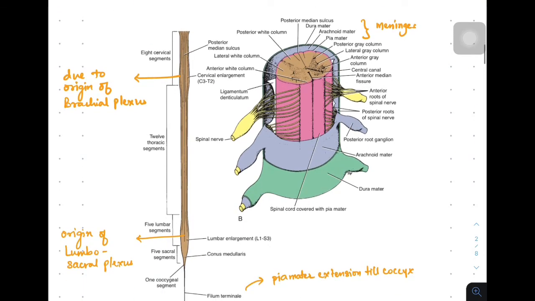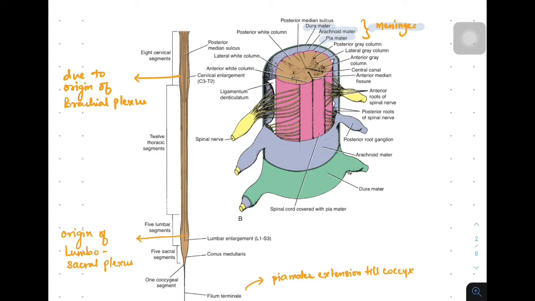So this is a diagram which I took from Snell's Neuroanatomy, which is an excellent book for reading neuroanatomy. As you can see, there's a spinal cord with meninges covering it and the spinal nerves emerging at each level from the spinal cord. We have the pia mater, which is pink in this diagram, then the arachnoid mater, which is blue, then the green dura mater. So these are the meninges: pia, arachnoid and dura mater.